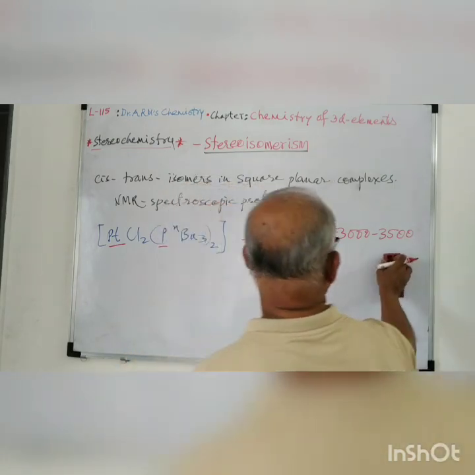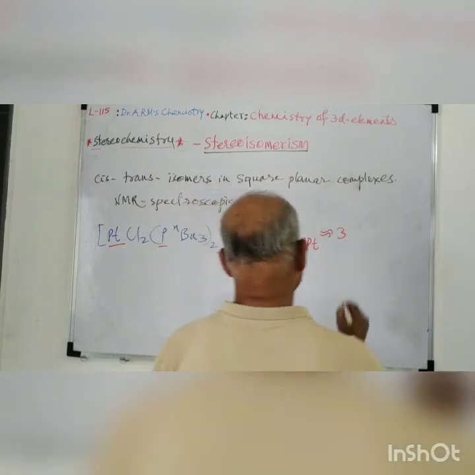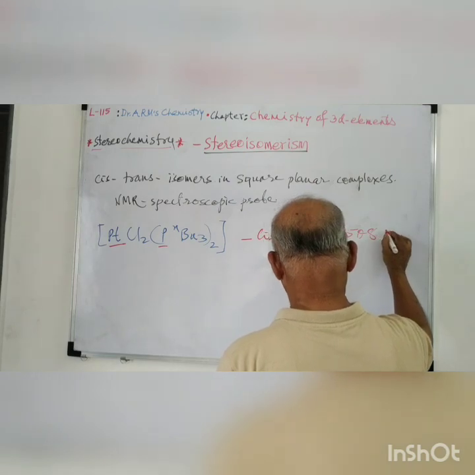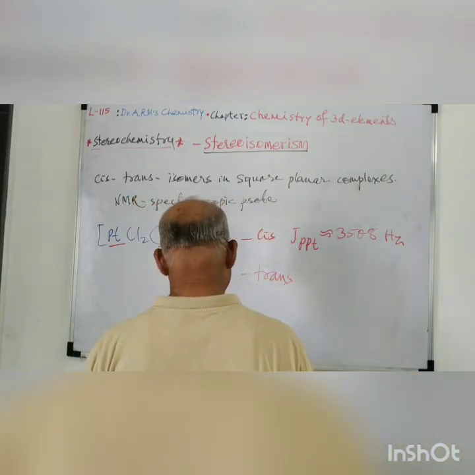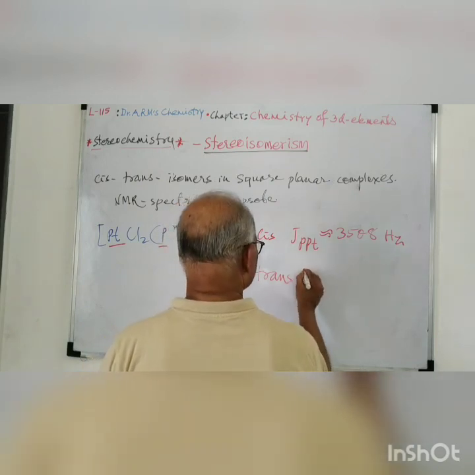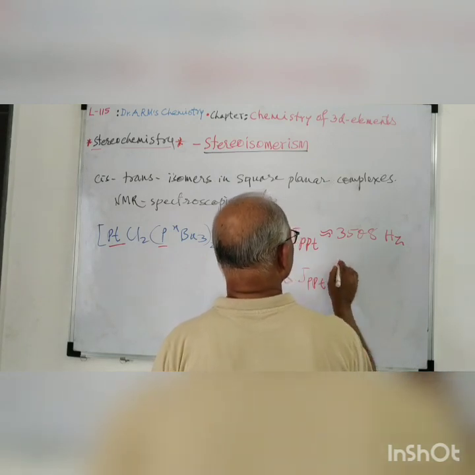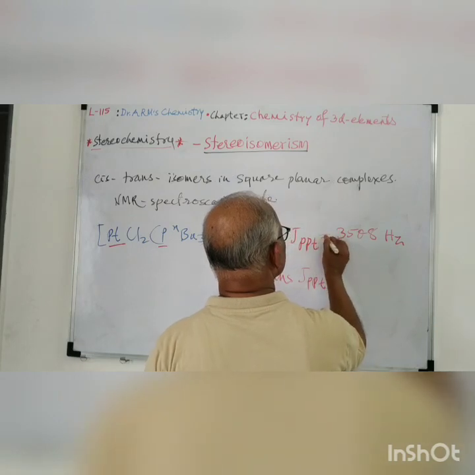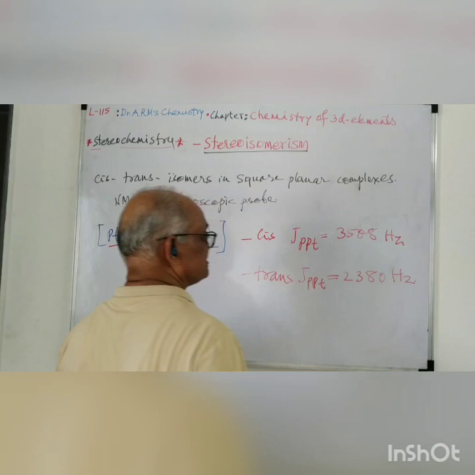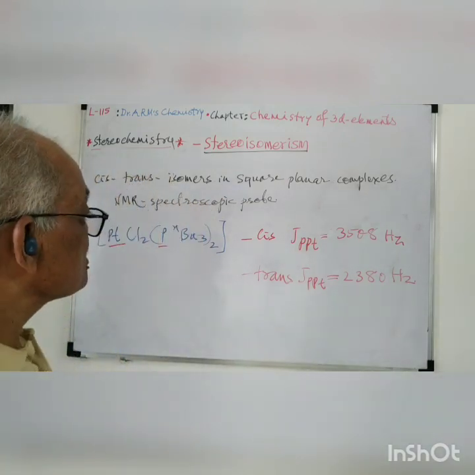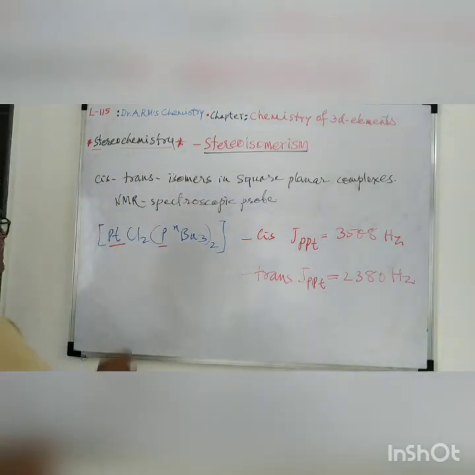For the cis isomer it is 3508 hertz, and for the trans-isomer the J P Pt value is about 2380 hertz. So these values will clearly distinguish between the cis and trans-isomers, and this will also prove that there is J-J coupling.